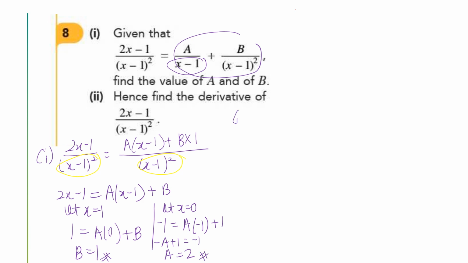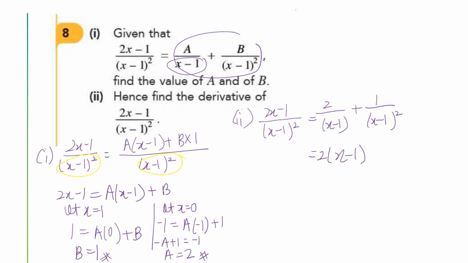Right, so for part 2, what do we do? Yes, we're just going to substitute into the partial fractions. So this is equal to 2 over bracket x minus 1 plus 1 over bracket x minus 1 to the power of 2. Okay, we're going to convert that into negative indices. So that is bracket x minus 1 to the power negative 1 plus bracket x minus 1 to the power negative 2.